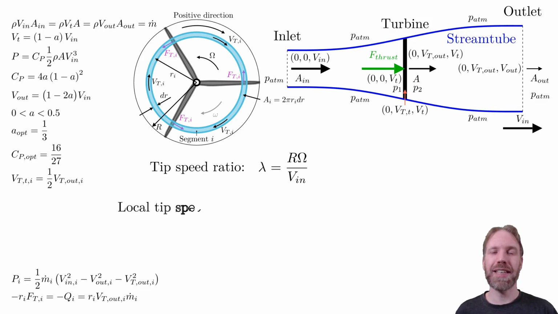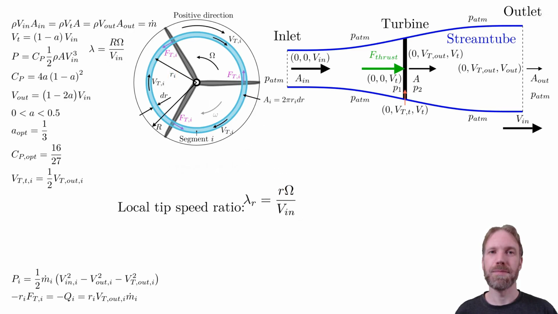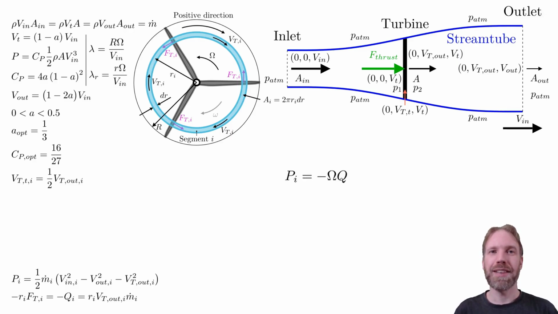We can also define a local tip speed ratio where we use the radius of our segment instead of the full turbine radius. There's a third way of calculating the power. That is mechanical power, which is the torque multiplied by the rotational speed. Here it is added with the minus sign as omega is in the negative direction. Replace the torque with the expression from the angular momentum equation.